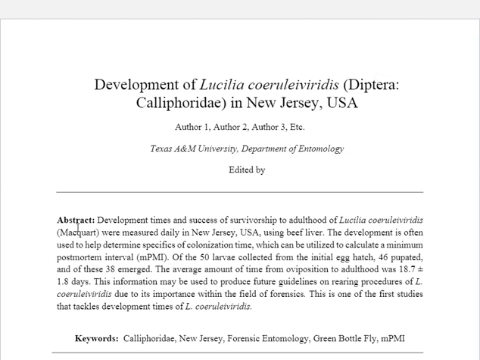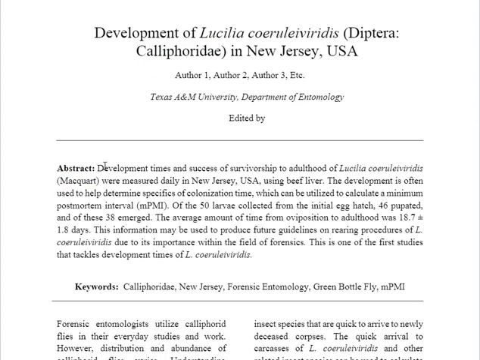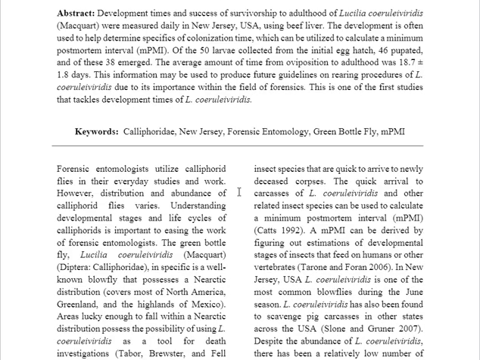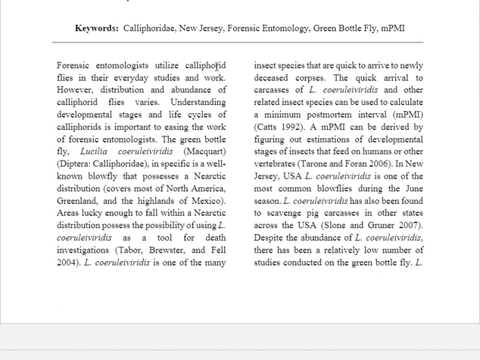Remember to put the author, you put it down there, so that's excellent. Put it in the title too. Development times. Remember to start your abstract with a background thing, an intro thing there. Forensic entomologists utilize California flies in their everyday studies and work. Okay, that's a pretty good way of putting that.